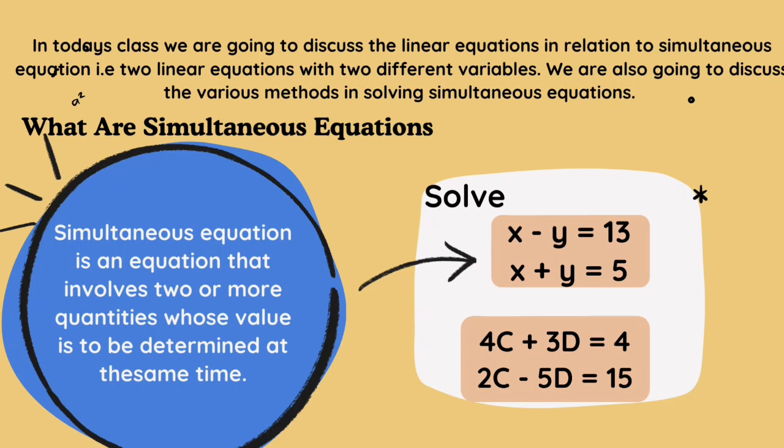So what is a simultaneous equation? A simultaneous equation is an equation that involves two or more quantities whose values are to be determined at the same time. So we have an example of simultaneous equations: x minus y equals 13, x plus y equals 5. This is an example of simultaneous equations. Also, we have 4c plus 3d equals 4 and 2c minus 5d equals 15.